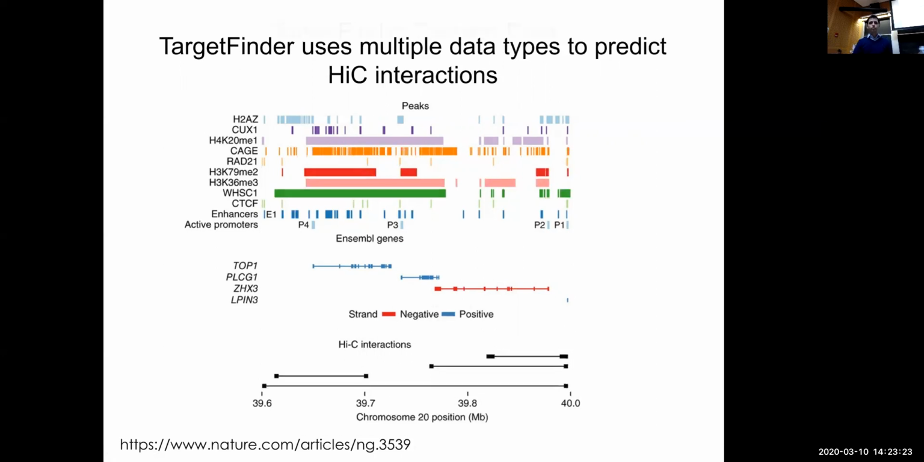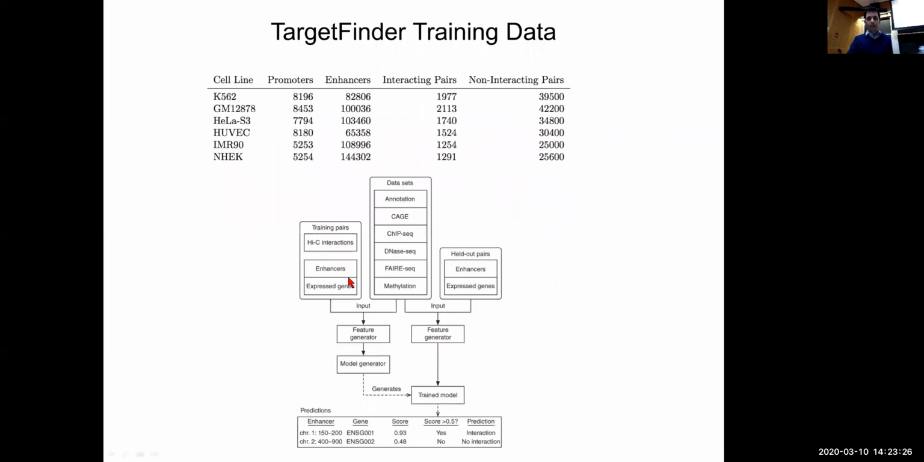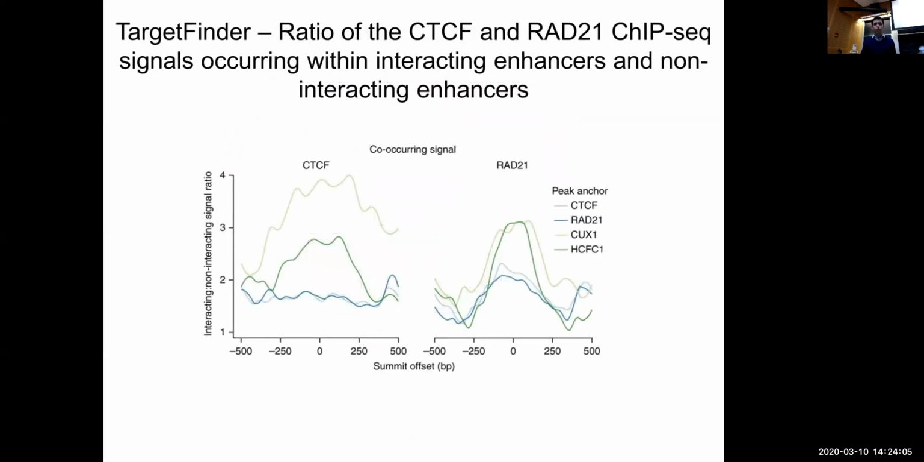Awesome, great. So what they did is feed all of that training data as input, looking at Hi-C and enhancers and expressed genes, and then asking how can I predict this using the genome annotation, using CAGE, ChIP-seq, DNA-seq, FAIRE-seq, methylation, etc. And then holding out a set of enhancers and expressed genes, you can ask, am I able to use this input to predict these missing data? Raise your hands if you're with me on this. Awesome. And the answer is quite remarkable.